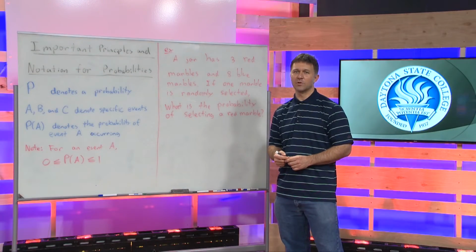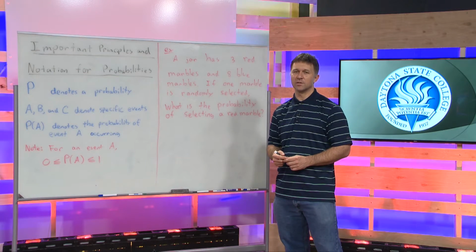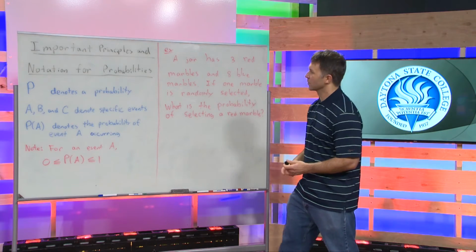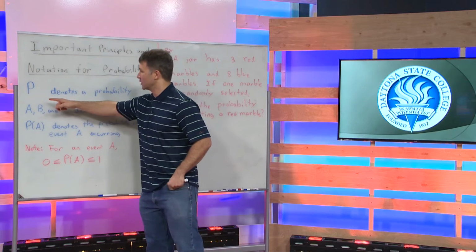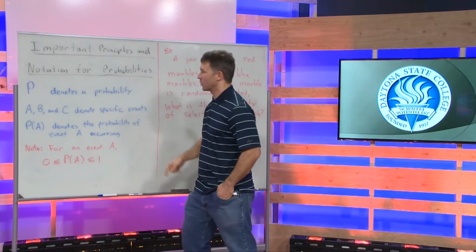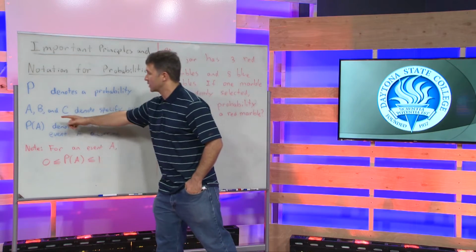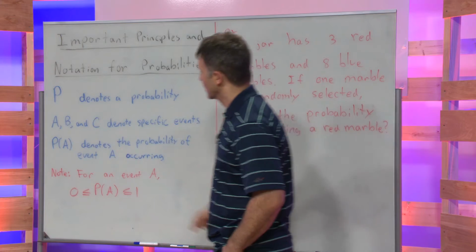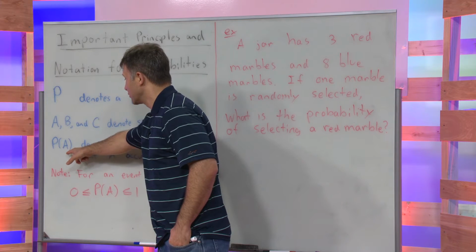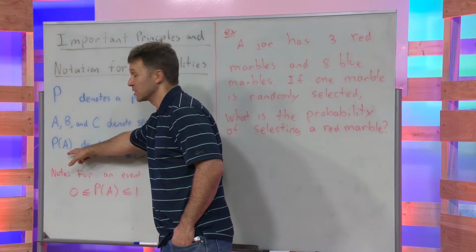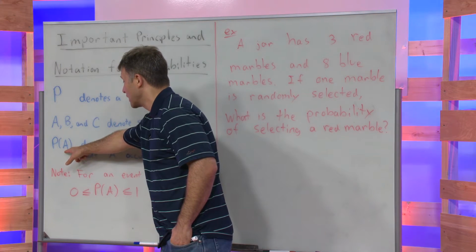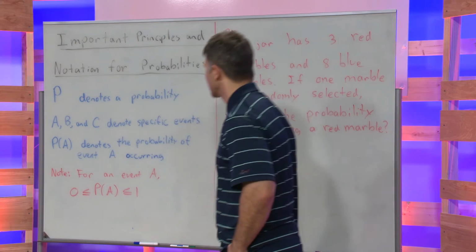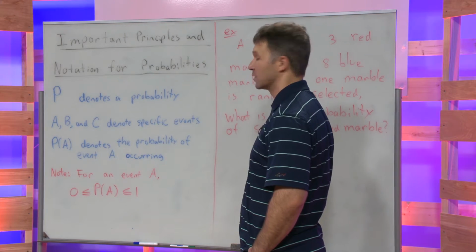Okay, in this example, we're talking about important principles and notations for probabilities. Remember, capital P is going to denote a probability. Capital A, B, and C denote specific events. And P parentheses A, which is read "P of A," is not multiplication, it's actually function notation. P of A denotes the probability of event A occurring.